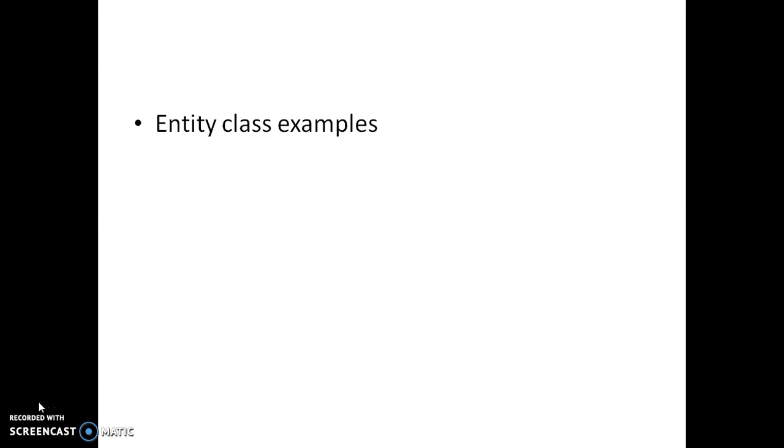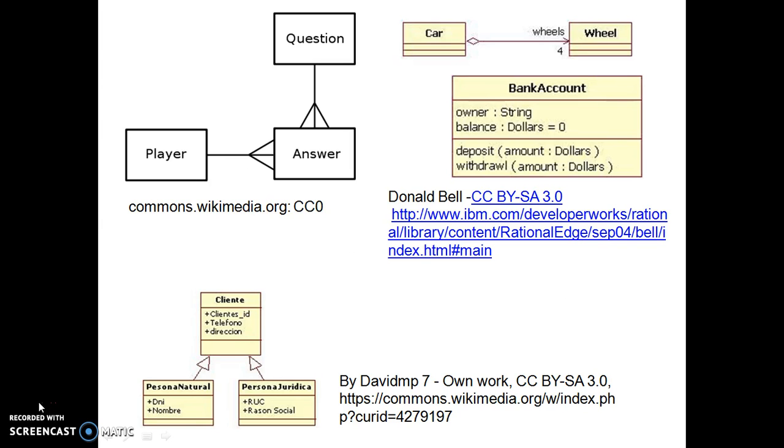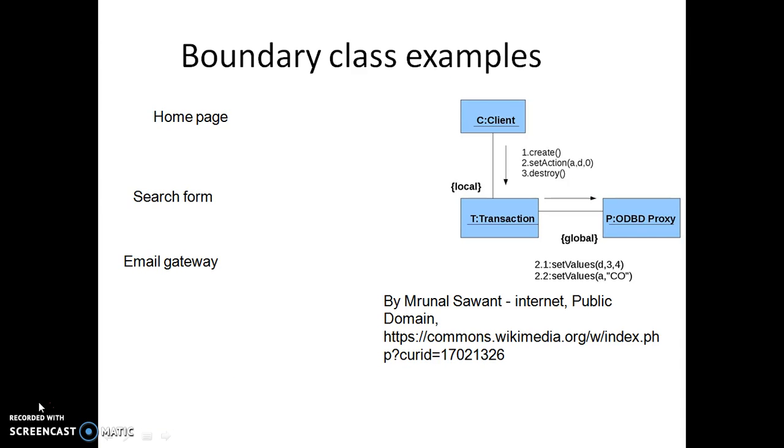Entity class, let's look at some more examples. In a banking application, a bank account class. In a car sales application, a car class. In an examination system, the questions or answers class, or the client class in a marketing application would be examples of entity classes. The boundary classes typically interface with other systems or the user. For example, on a website, a home page, or in a library application, the search form, or an email gateway which sends you emails in a marketing campaign application, or an ODBC proxy class which interfaces with the database and stores all your client or transaction information are examples of boundary classes.